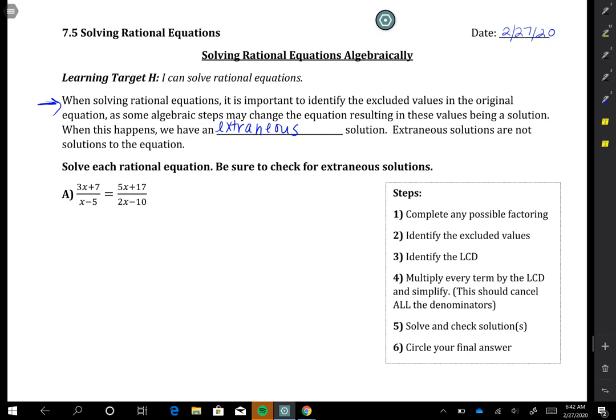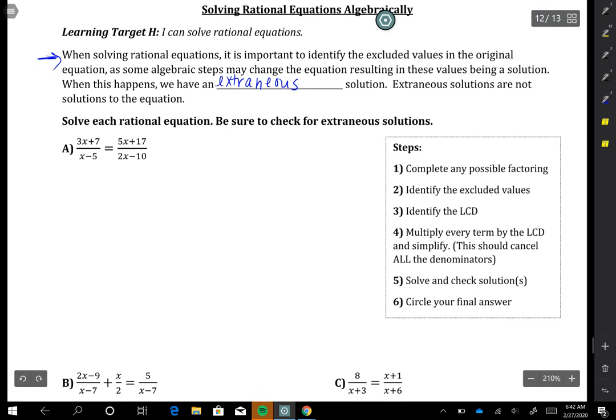Okay, so we are going to solve each rational equation. I have the steps over here in a box. What we need to do first is complete any possible factoring. Generally we want to factor the denominator, because we are going to find a least common denominator when we're solving. We just do something different with it. On the left side, I have x minus 5, which cannot be factored, but on the right side, I have 2x minus 10, which can be factored to 2 times x minus 5.